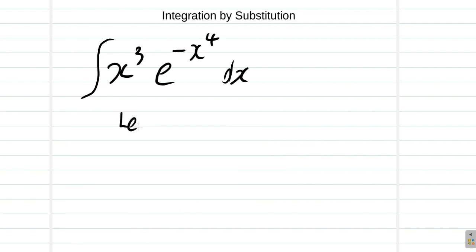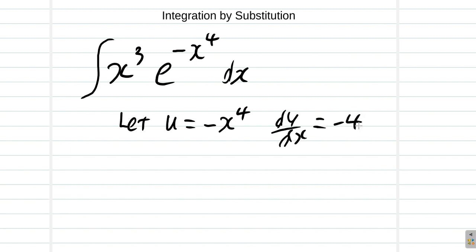If you let u be equal to negative x to the fourth power, then du by dx is negative 4x cubed. Alright? Therefore, dx would be equal to what now? du divided by negative 4x cubed.